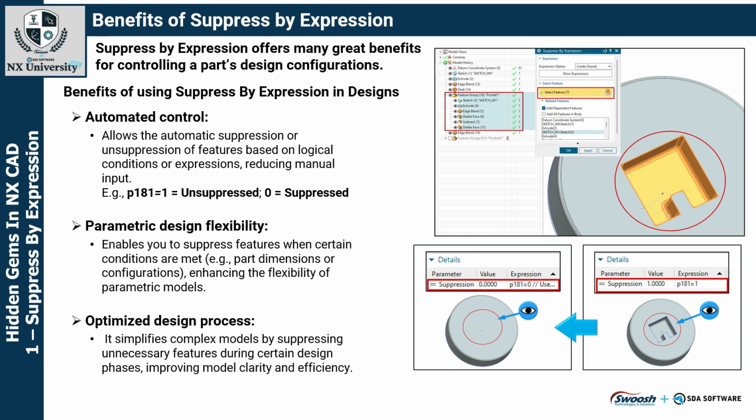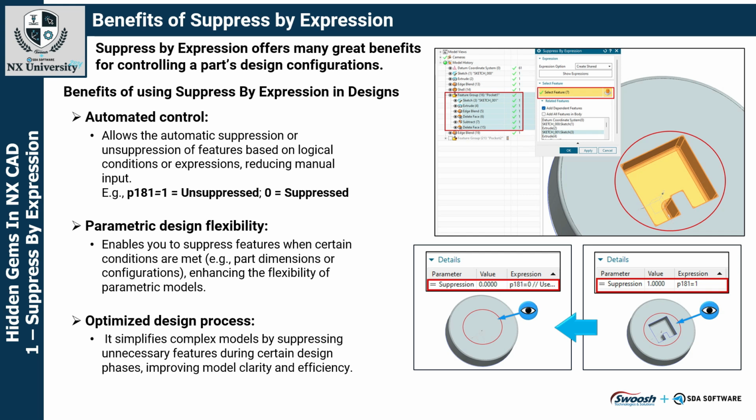So essentially, when the expression P181 is set to the value of 1, you are going to be turning the features on inside the design. If you set that P181 expression to 0, you are indicating that this feature is to be suppressed, turning those features off inside the design. It also allows for parametric design flexibility. This is going to enable you to suppress features when certain conditions are met.